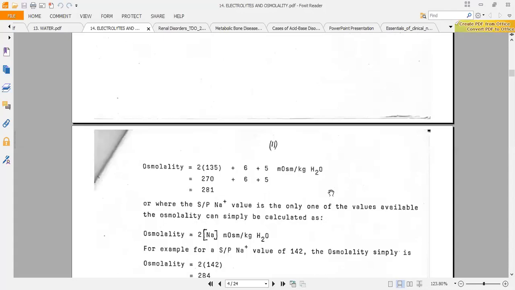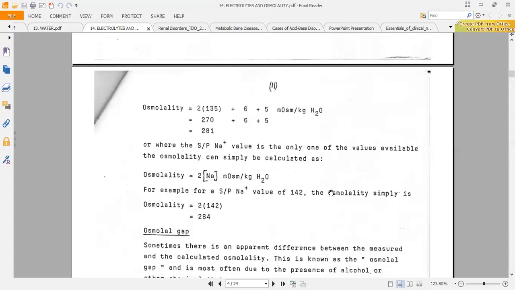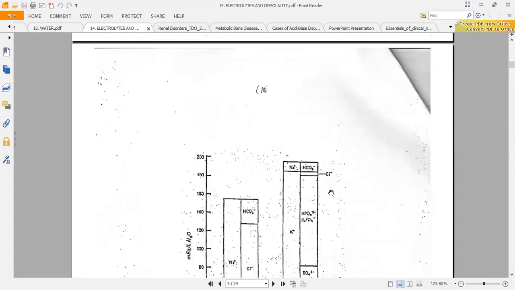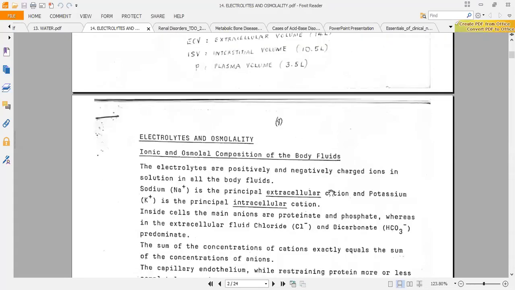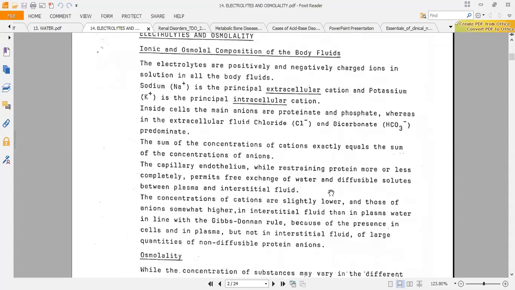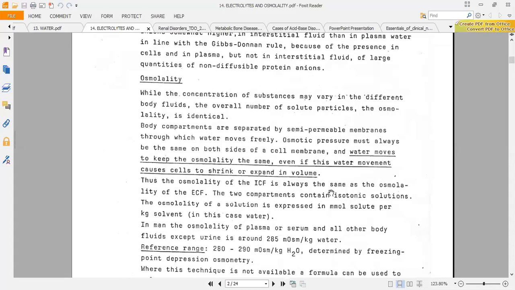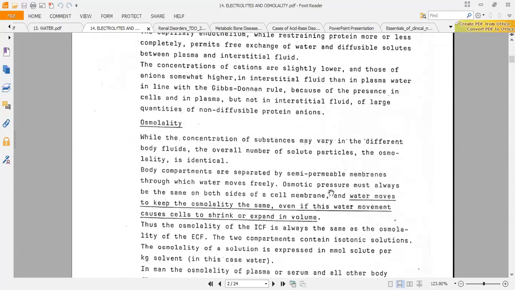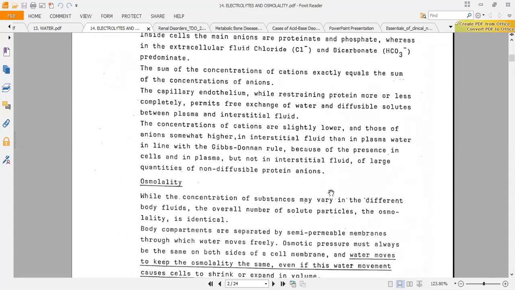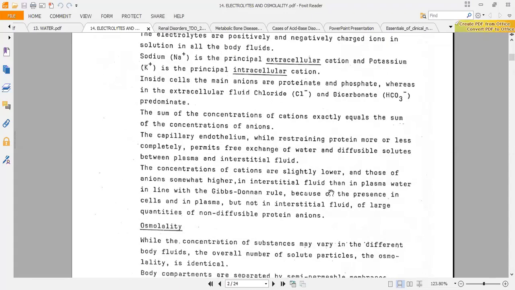Good. Now there is a concept that I want to introduce. I've already talked about all these things. Let me introduce this concept. Okay, this side.